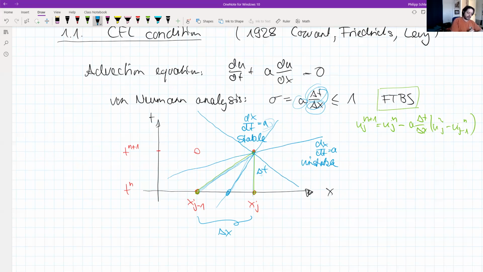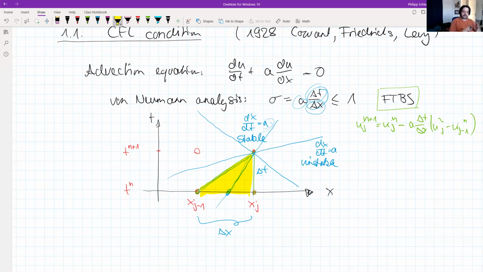So from just drawing the result of the von Neumann stability analysis, we realize that it's the region inside this triangle which gives rise to a stable integration. And as soon as you're outside of this triangle, you would be unstable.